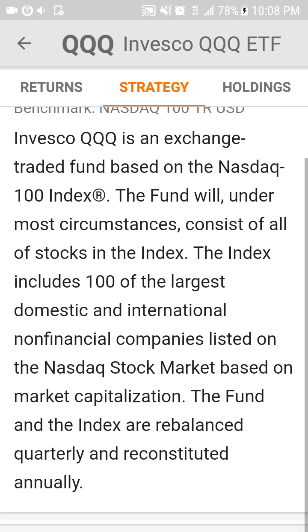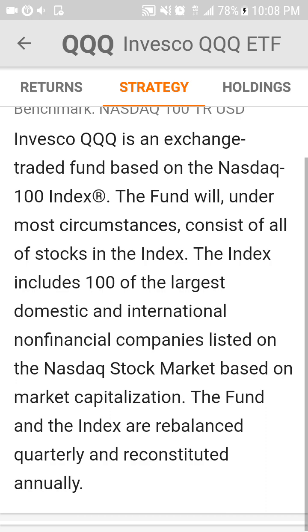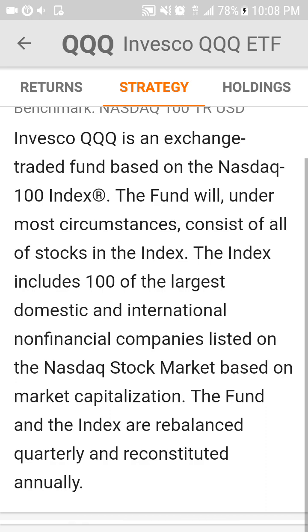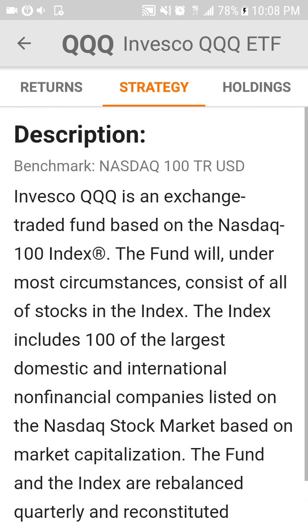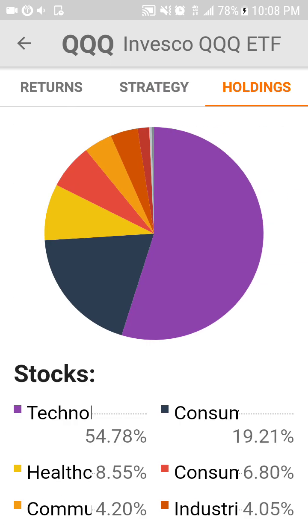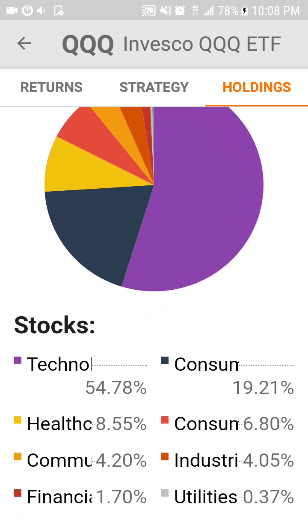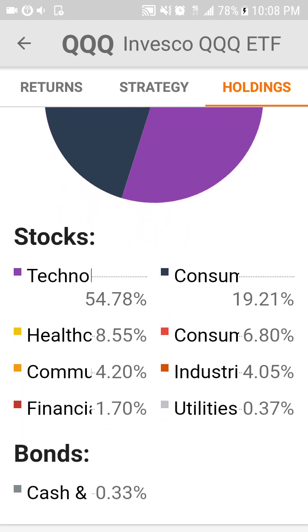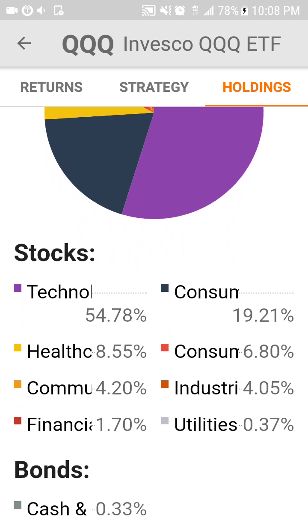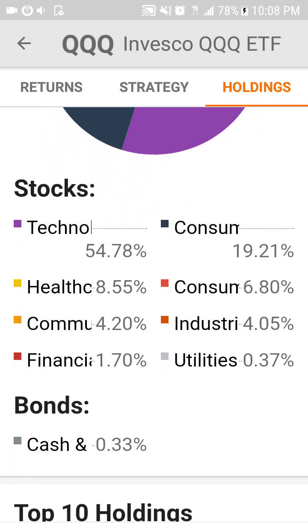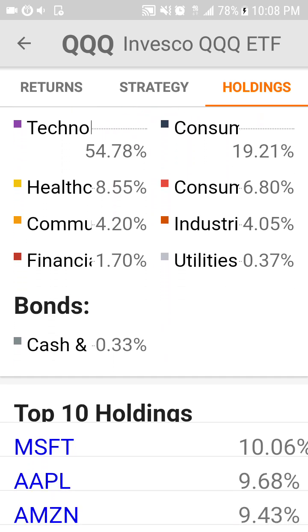The Qs tracks the NASDAQ 100 index, so it's primarily technology stocks. If you look at the holdings, the pie chart shows that 54.78% of this ETF is technology stocks. Next is consumer cyclicals, 19.21%, healthcare, 8.55%, and the rest are nominal.